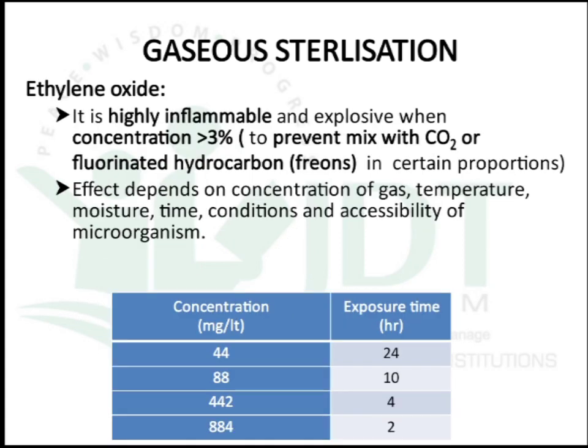Ethylene oxide is highly inflammable and explosive when the concentration is above 3%. In order to prevent this explosion, we have to mix ethylene oxide with carbon dioxide or fluorinated hydrocarbons in a certain proportion. The effect depends on the concentration of gas, temperature, moisture, time, conditions and accessibility to the organism.